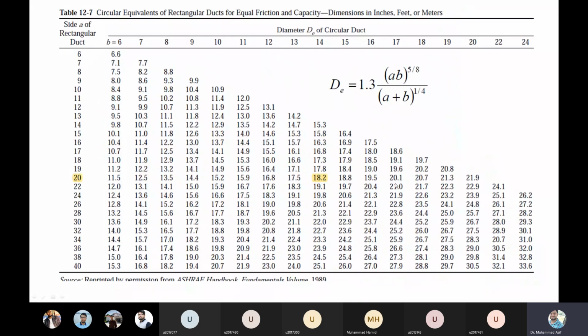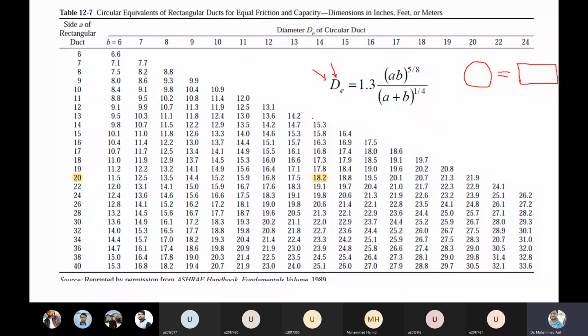ASHRAE has provided a chart for circular equivalents of rectangular ducts for equal friction and capacity. This is basically an empirical relation that can be used to convert the diameter. If you have a circular duct, how will it be equivalent to a square or rectangular duct? You can convert by using this Table 12-7. They have solved this empirical relation and obtained this relationship.